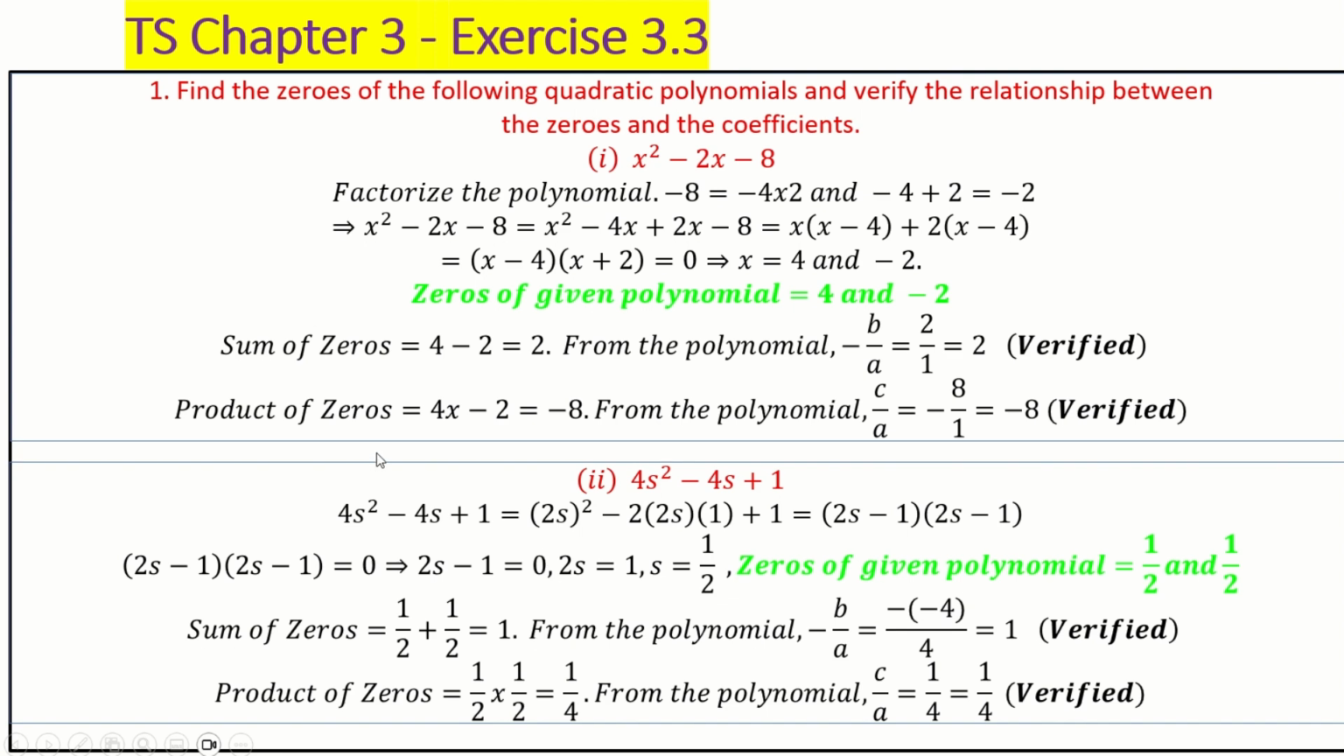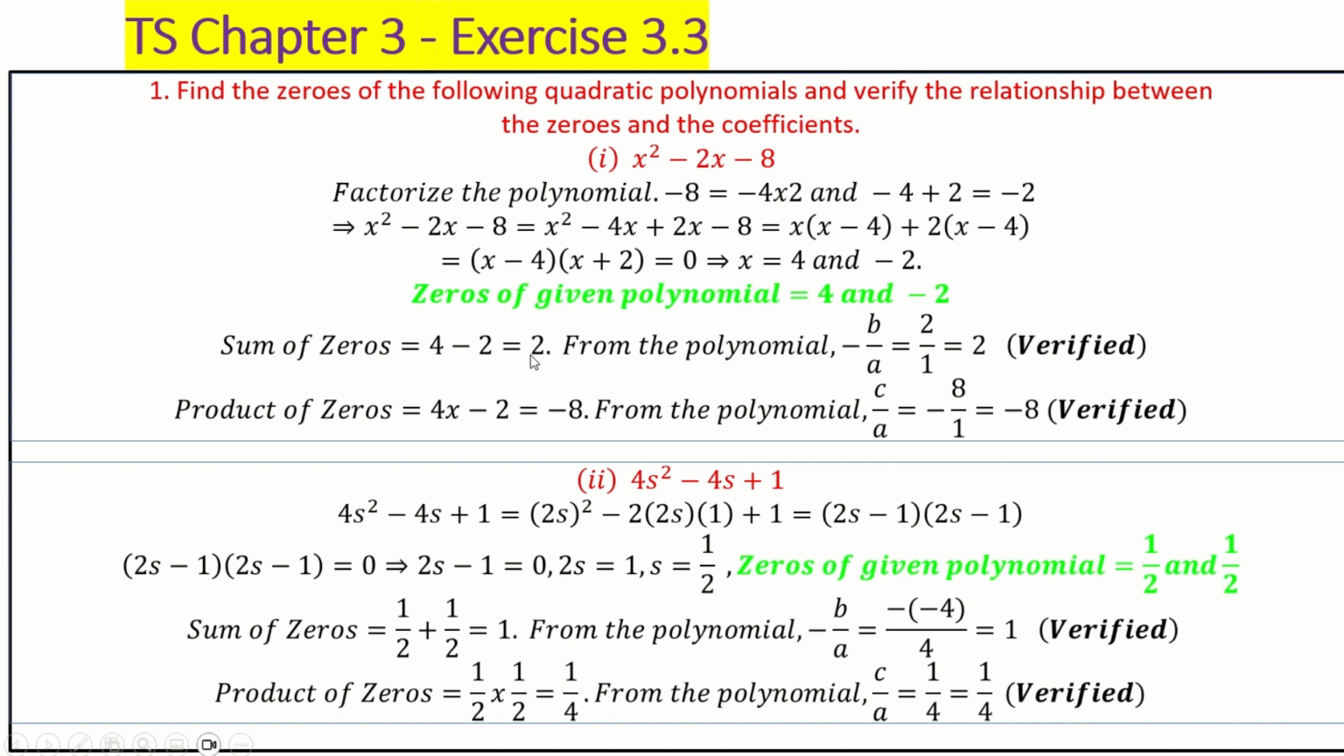Now let's go to exercise 3.3. Find the zeros of the following quadratic polynomial and verify the relationship between the zeros and the coefficients. x square minus 2x minus 8. We can factorize: minus 8 can be written as minus 4 into 2, and minus 4 plus 2 equal to minus 2. So we can factorize it and find out the zeros. The factors are basically (x minus 4) into (x plus 2) equal to 0, which means zeros are x equal to 4 and minus 2. Okay, so zeros of the given polynomial are 4 and minus 2.